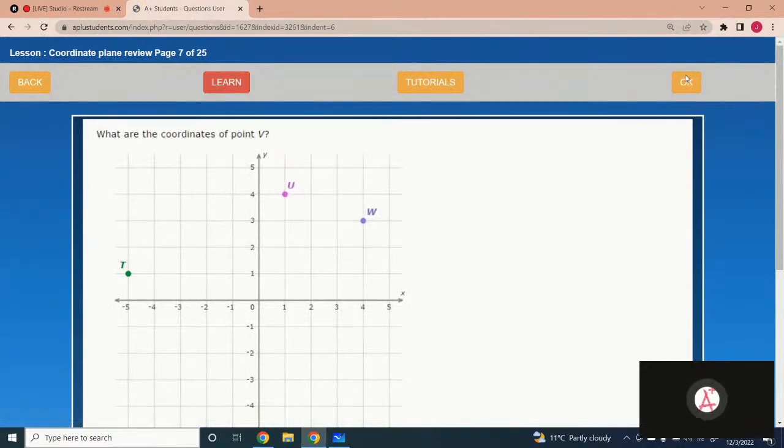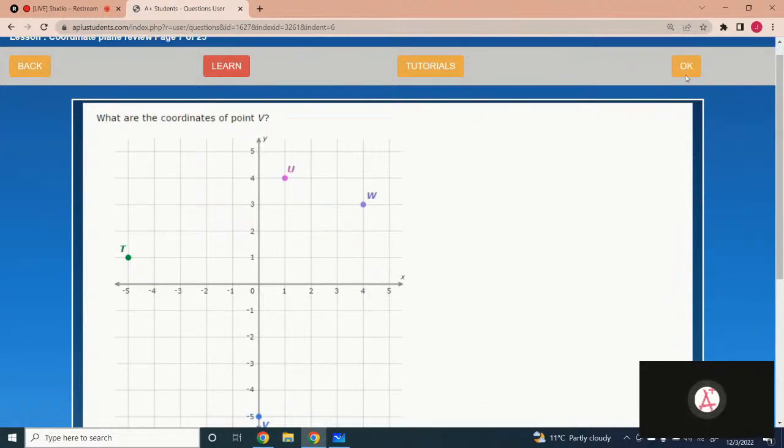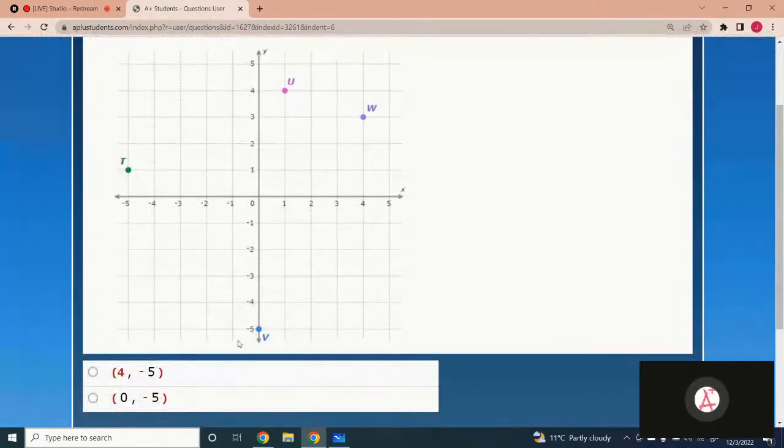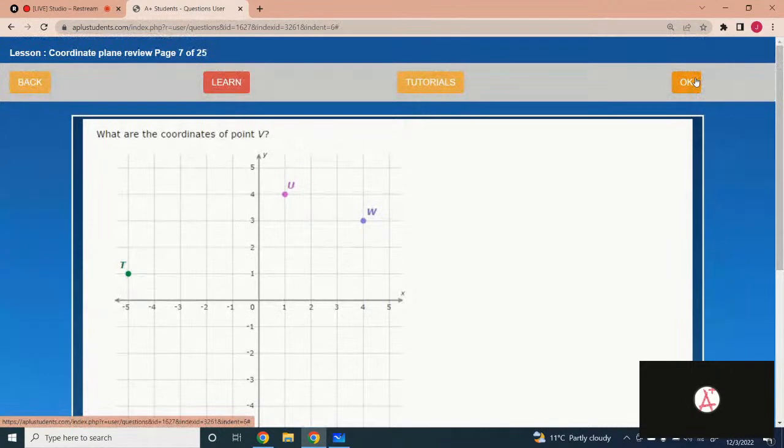Okay, what are the coordinates of point V? Okay, here is the point V. So on the y-axis, all the x values are 0. So it would be 0 and the y value is -5. So it would be 0 and -5. Got it? So just select the correct option and then click on the OK button.